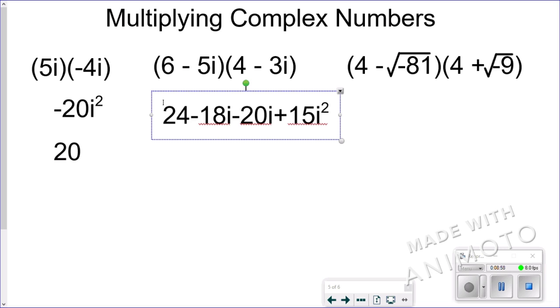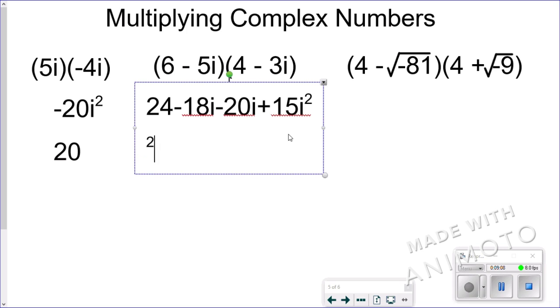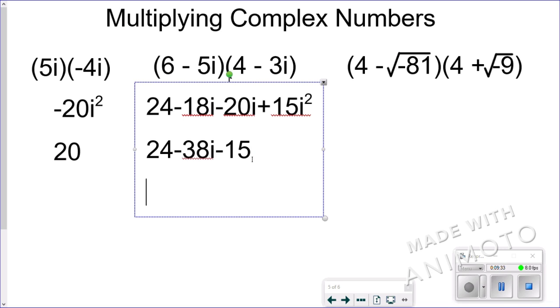Okay, great. Now, just like if we did it with x's, we would have to combine our like terms. So it would go to 24 minus 38i, and then plus 15i squared. Again, because of that little fact that i squared is actually -1, this whole piece is actually -15, because positive 15 times -1 is -15. Then we can combine our like terms. 24 minus 15 is 9.